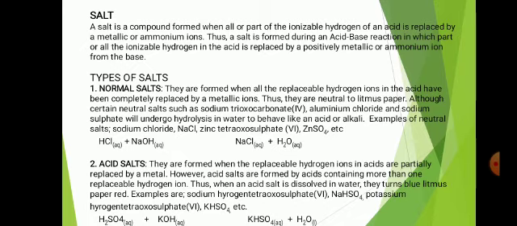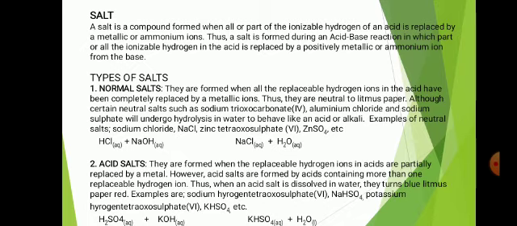One, normal salts. Normal salts are those salts which are formed when all the replaceable hydrogen ion of an acid have been completely replaced by a metallic ion. Therefore, they are neutral to litmus paper. Although certain neutral salts, such as sodium carbonate, aluminum chloride, and ammonium sulfate, when they dissolve in water, undergo a process called hydrolysis, and as a result, their solution in water tends to behave like either an acid or an alkali.